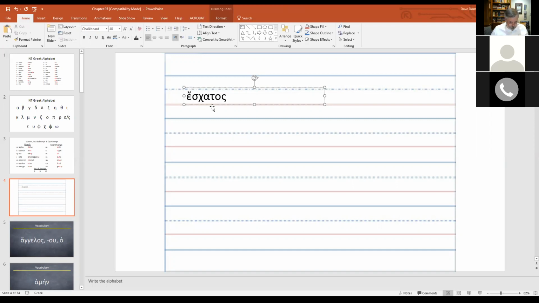The second one is a vowel? No, that's the baseball cap. So it's the sigma. Wait a minute. Remember we said the sigma can have two different looks. That's right. What a good example.